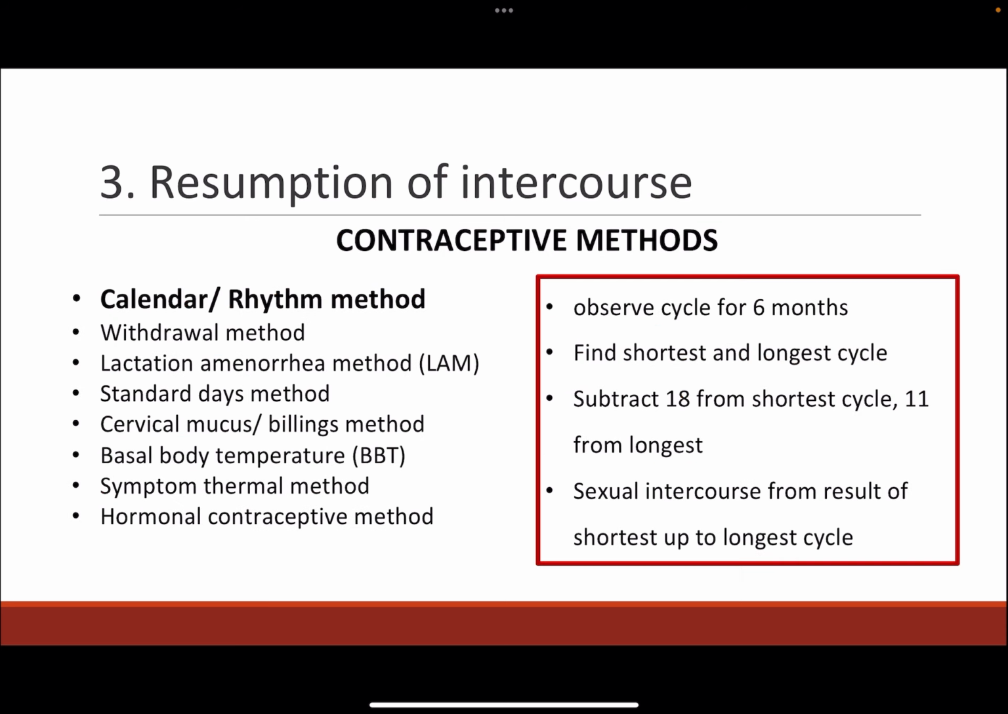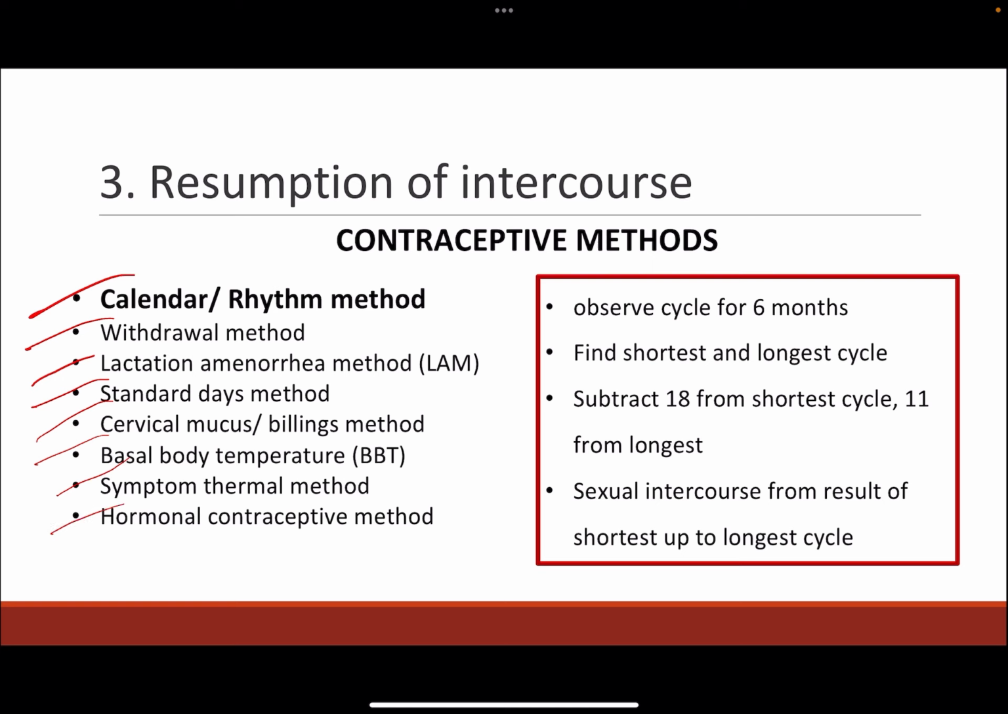So in our resumption of intercourse, we also have the contraceptive methods. We have the calendar or rhythm method, withdrawal method, lactation amenorrhea method, the standard days method, cervical mucus billings method, the basal body temperature, the symptothermal method, and the hormonal contraceptive method.